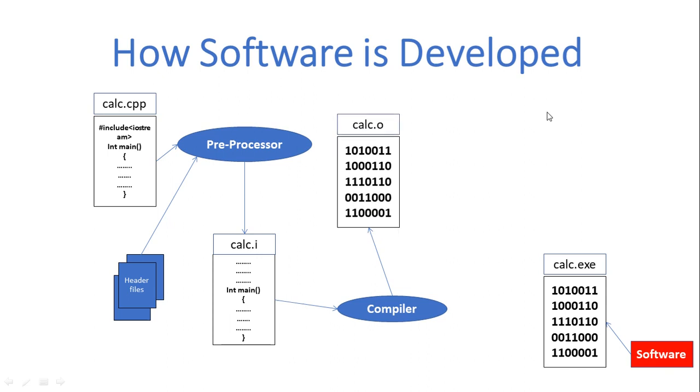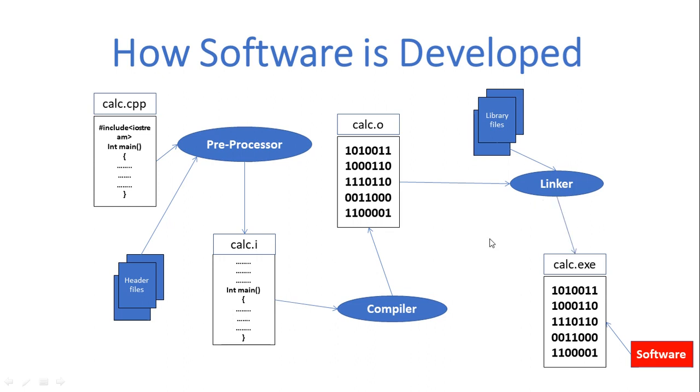Although the operating system can understand this file, there are still a few instructions which are not understood by the operating system. The meaning of the not understandable instructions is already written in some library files. Now we require another software called the linker, which links all the contents of the object file along with the library files and generates a new file, and that is called the exe file, the executable file, and that is our software.